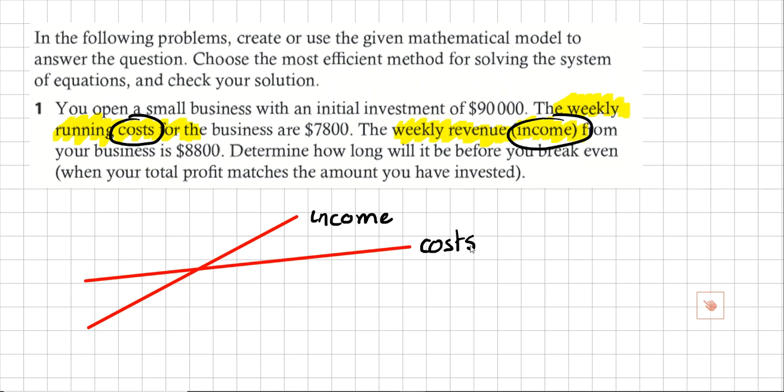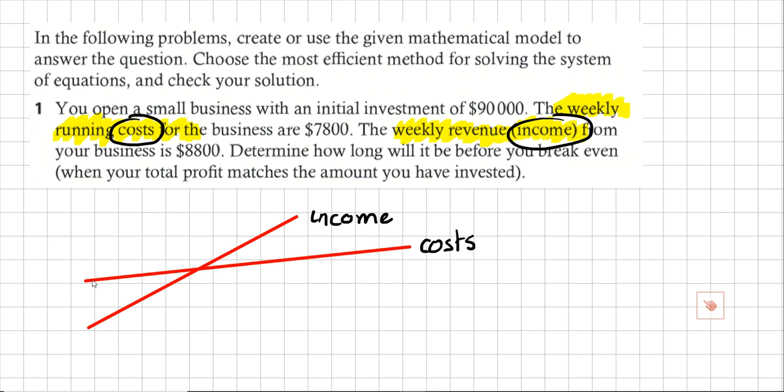Because you invested 90,000. Because I invested 90,000. And how much income did I have at that point? None. I hadn't made any income. So that's why my income is less than my costs. Why does the costs line not go up as steeply? Is the running cost for business less than the income per week? So how much difference is there in a week? 1,000, yeah? So every week my costs are only 7,800, but my income is 8,800.